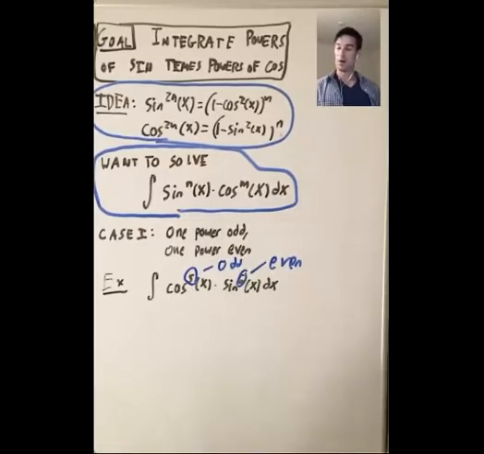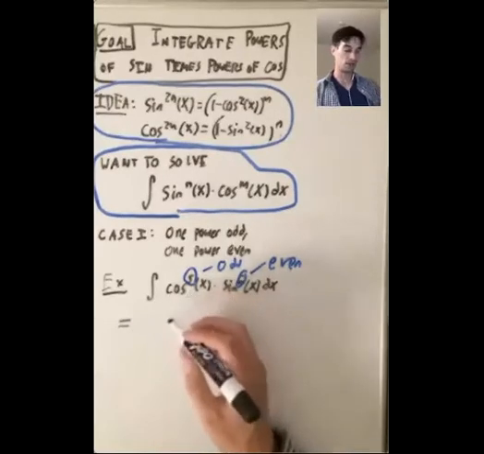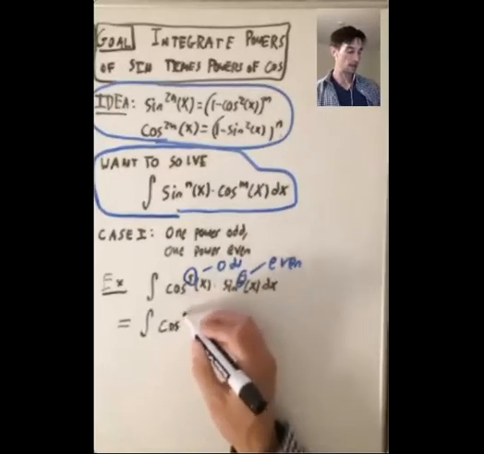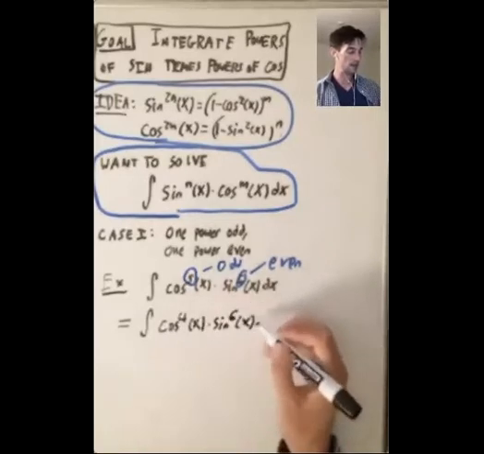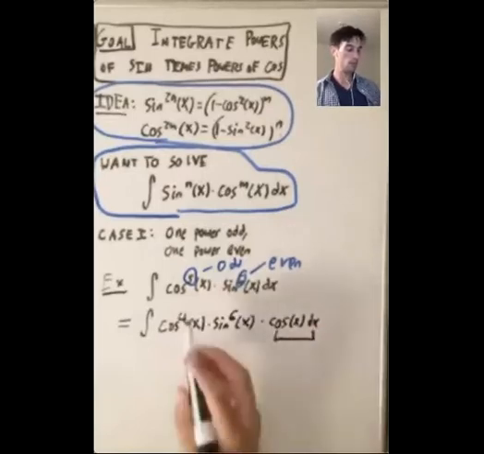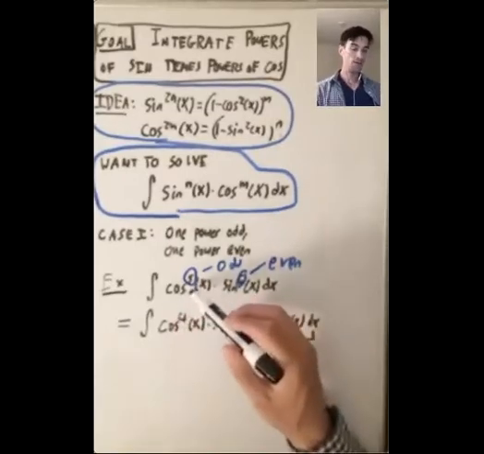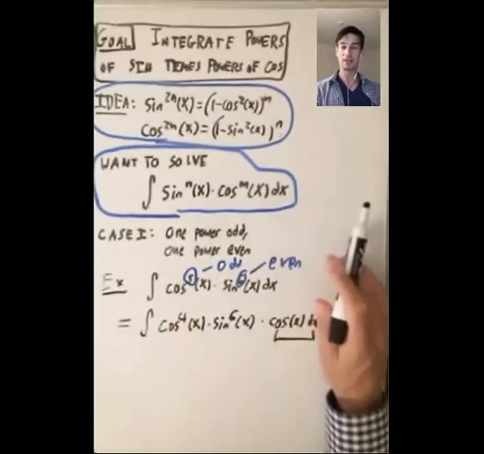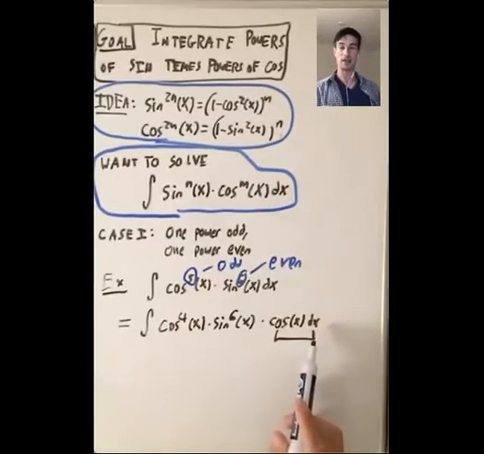So what we're going to do is borrow one of the cosines from this expression, cosine to an odd power. This is the same as cosine to the 4th x times sine to the 6th x times cosine x dx. So what do I mean borrow one of the powers from this cosine to the 5th? I mean, there are 5 cosines here. It's cosine times cosine times cosine times cosine times cosine, 5 times. And what we're going to do is take one of those cosines and put it together with the dx.